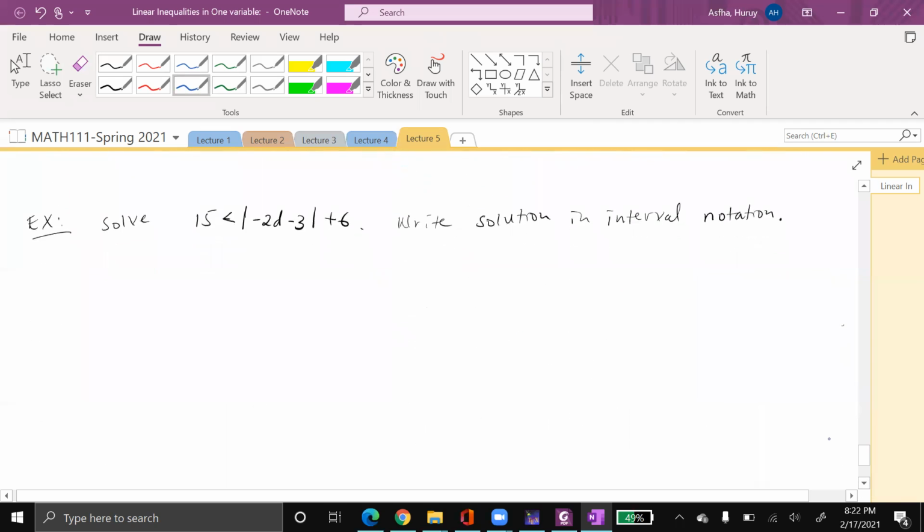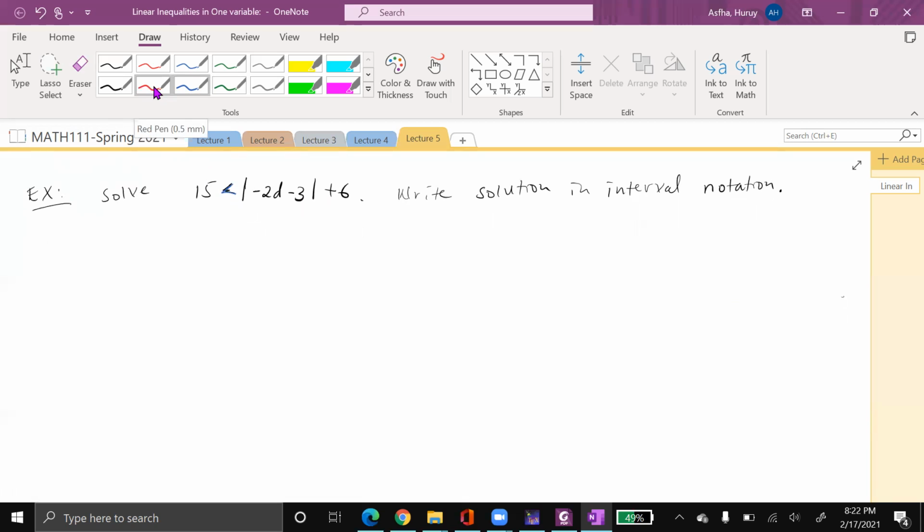Now let's see. Suppose you have this inequality to solve, and remember we had this kind of example when we solved linear equations. We deal with this kind of stuff, but now the difference is it's an inequality, not an equality. We have this inequality, but more or less it's similar. Okay. All right.